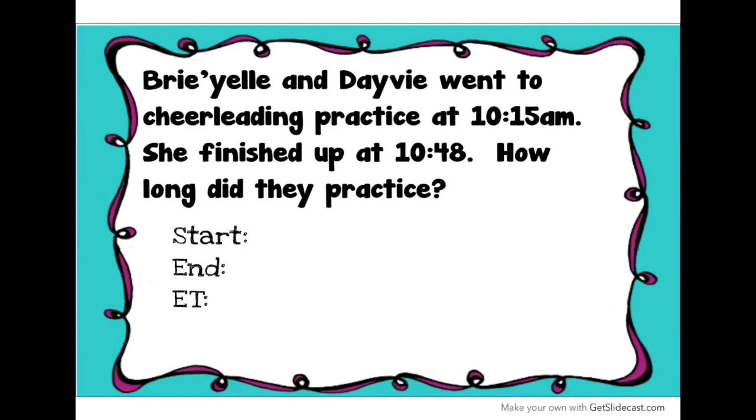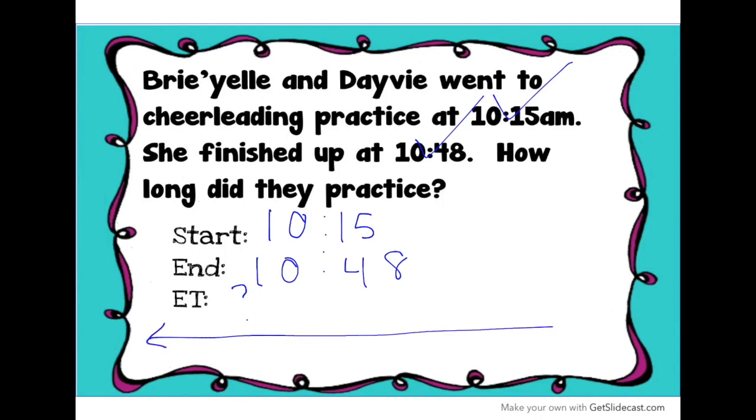Let's reread the problem. Brielle and Davy went to cheerleading practice at 10:15 a.m. That is our start time. So I'm going to write 10:15. And that's taken care of. They finished at 10:48. That's our end time. So I'm going to go ahead and write down 10:48. And that's taken care of. How long did they practice? Well, if we're looking for elapsed time, we're going to go ahead and use our number line strategy.